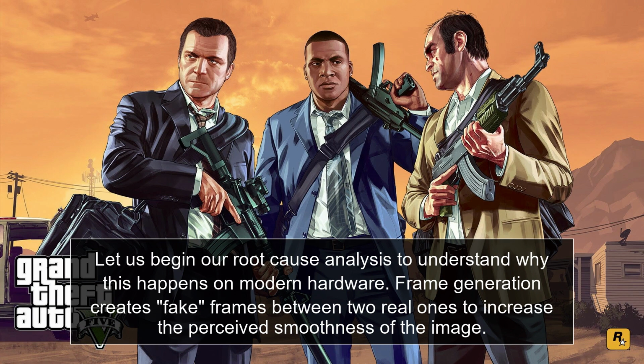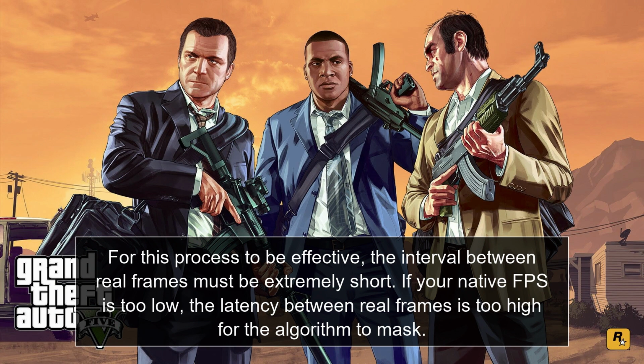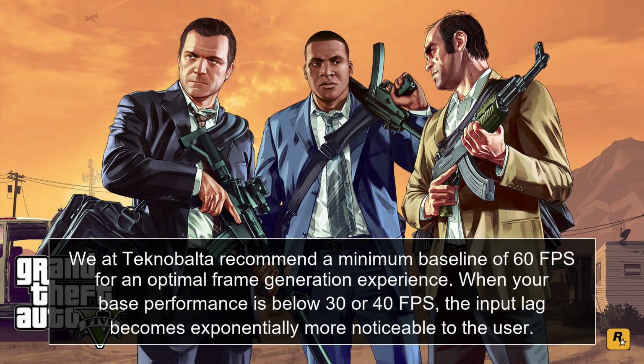Frame generation creates fake frames between two real ones to increase the perceived smoothness of the image. For this process to be effective, the interval between real frames must be extremely short. If your native FPS is too low, the latency between real frames is too high for the algorithm to mask. We at Teknobalta recommend a minimum baseline of 60 FPS for an optimal frame generation experience.